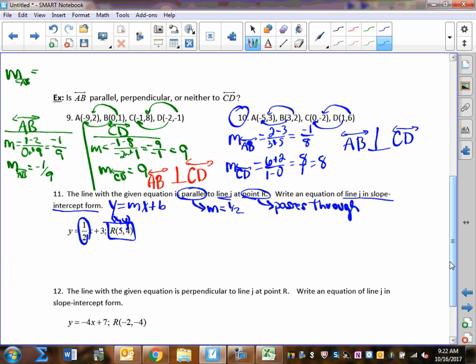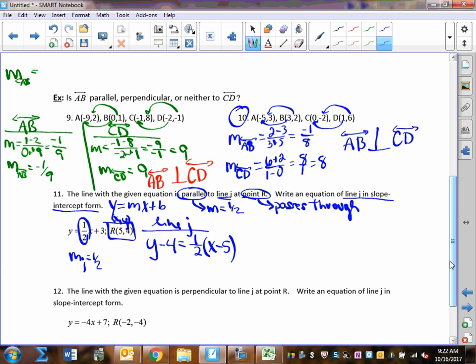Now again, you can start off using slope-intercept form, but since I have a point and a slope, I personally like to go ahead and use point-slope form. It's already in that format. But again, you can use slope-intercept form here. So for line J, that's what we're trying to find here. I have point-slope form: y minus y equals slope, which we said is just going to be the same. So my slope of J is going to stay the same at 1/2. Alright, so slope times x minus x.